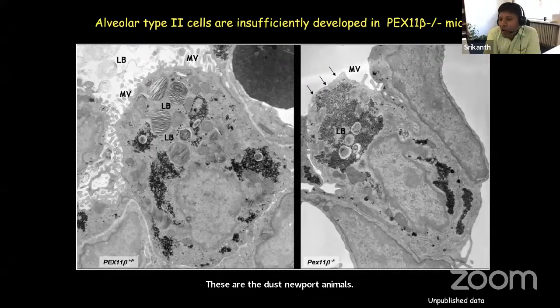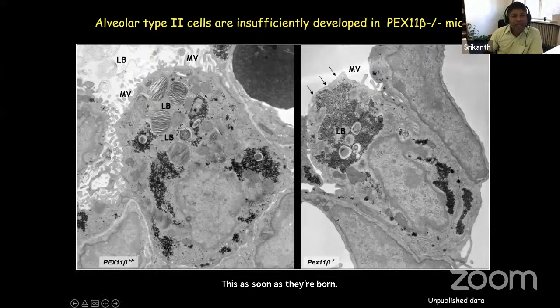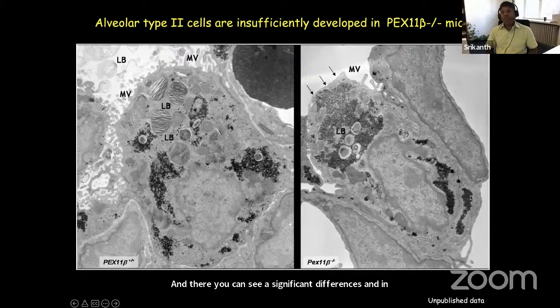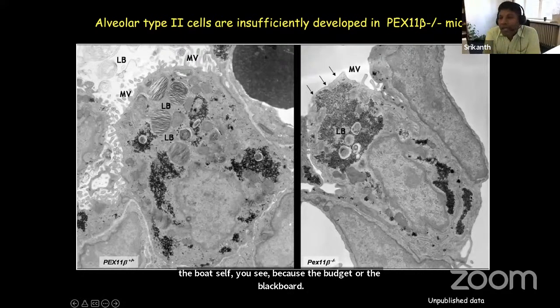As soon as they are born, the litters, we fix them. We embed them and we cut the lung. Lungs are embedded and cut into pieces. And we are looking at one alveolar epithelial cell between a wild type and a knockout cell, and there you can see significant differences. In both cells, you see typical deposition of the black part. And these are the newly born litters.